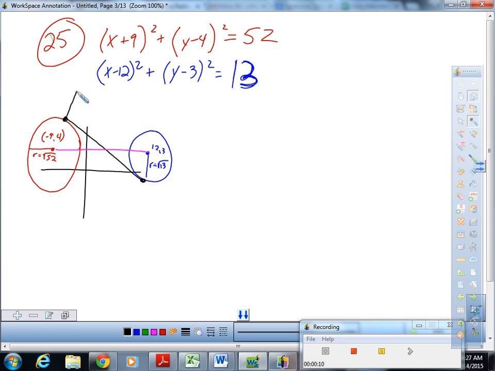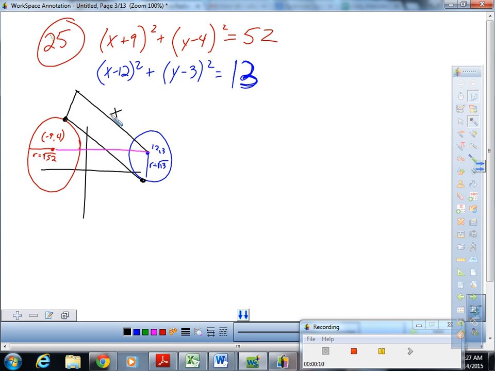Let's see. Such that, where do I write that to? Such that that black line, okay, is a rectangle. So, we're trying to find the length of this black line.